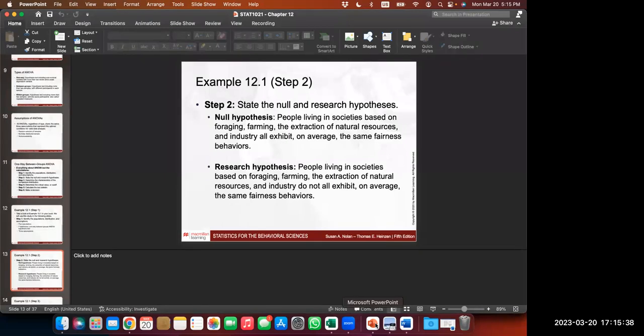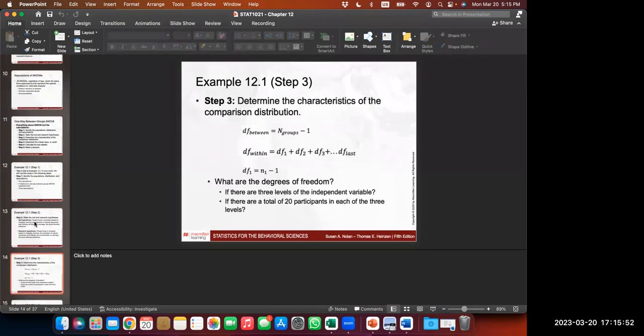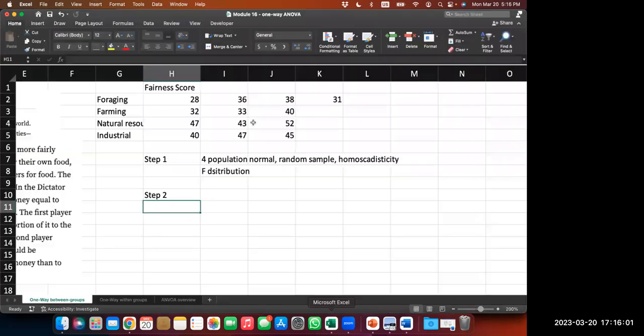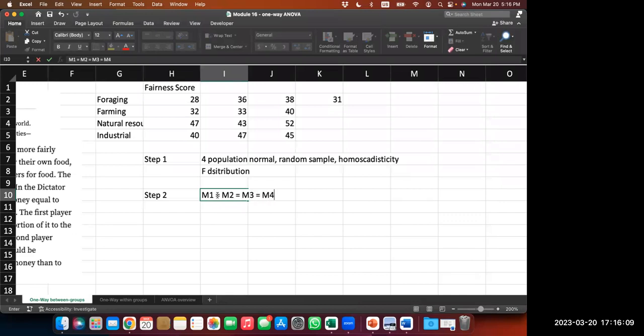So we now have a null hypothesis: where these societies have, on average, the same fairness behavior. That means the mean is the same for all 3 groups. And the research hypothesis is that not all exhibit, on average, the same behavior. Hypothetically, M1 equals M2 equals M3 equals M4. At least one is different. That would be your research hypothesis.